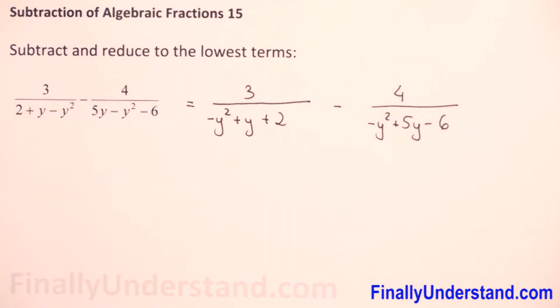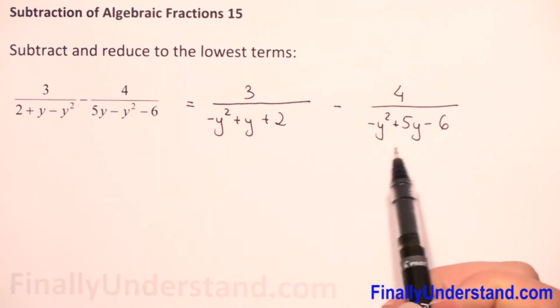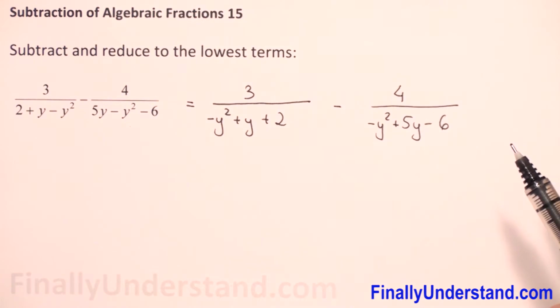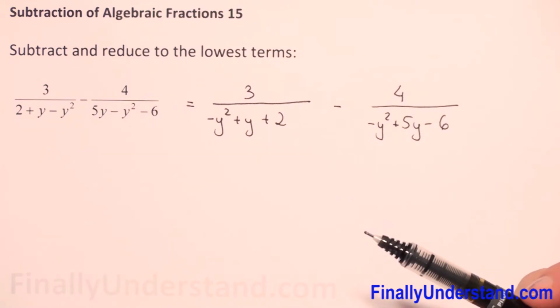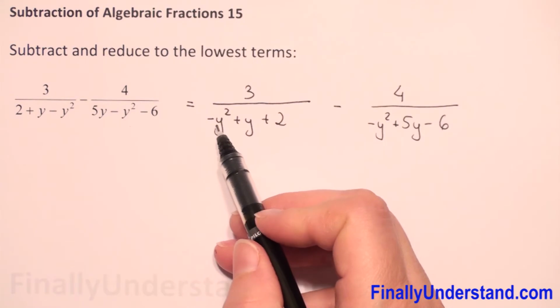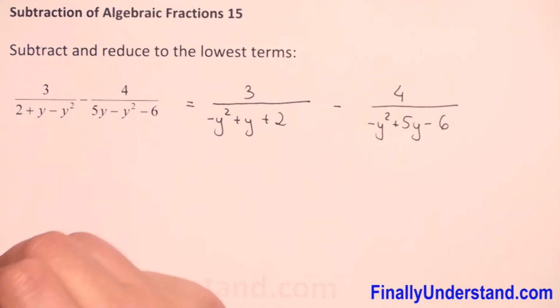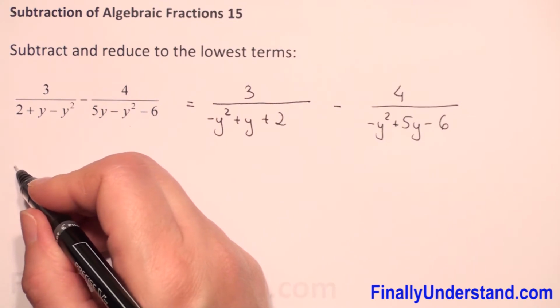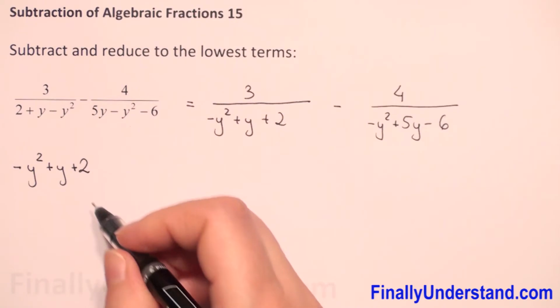So now we have a general quadratic trinomial in the denominators. First we will try to factorize. We'll try to use the grouping method. So let's check, let me copy the first trinomial. We have negative y squared plus y plus 2.